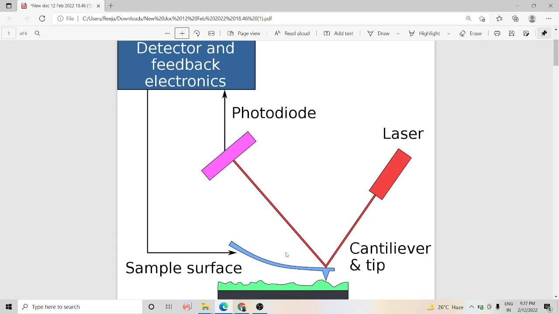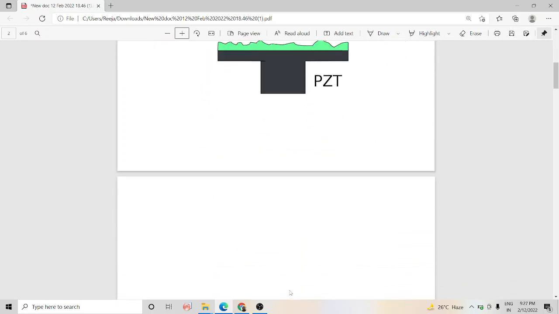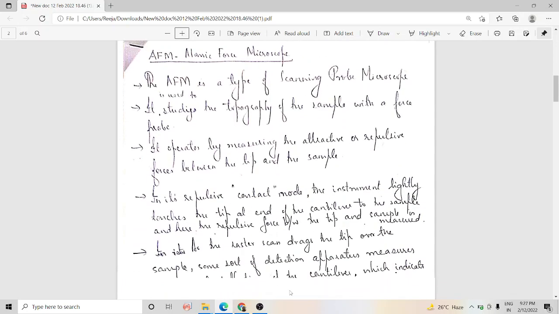Okay, so let's go to the detailed note. So we have discussed AFM is a type of scanning probe microscope. It is used to study the topography of the sample using a force probe. It operates by measuring the attractive or repulsive force between the tip and the sample. Now, the AFM works in two modes. One is the contact mode and the other is the non-contact mode.